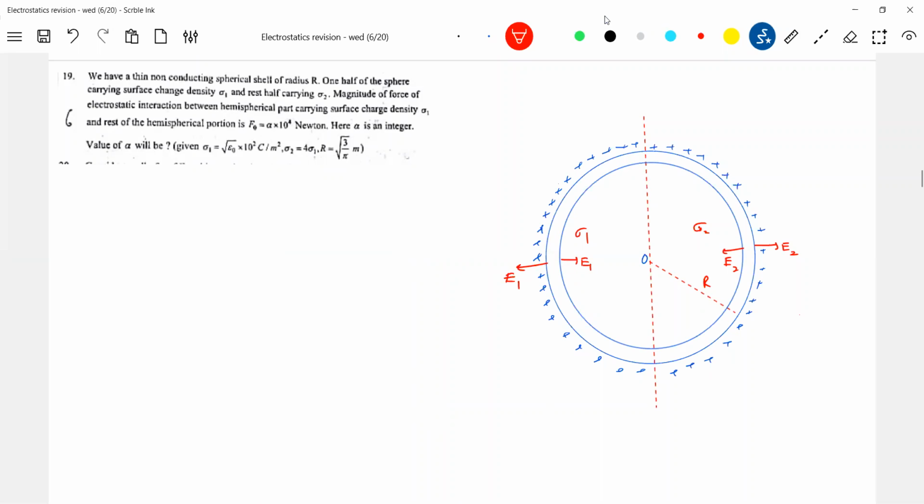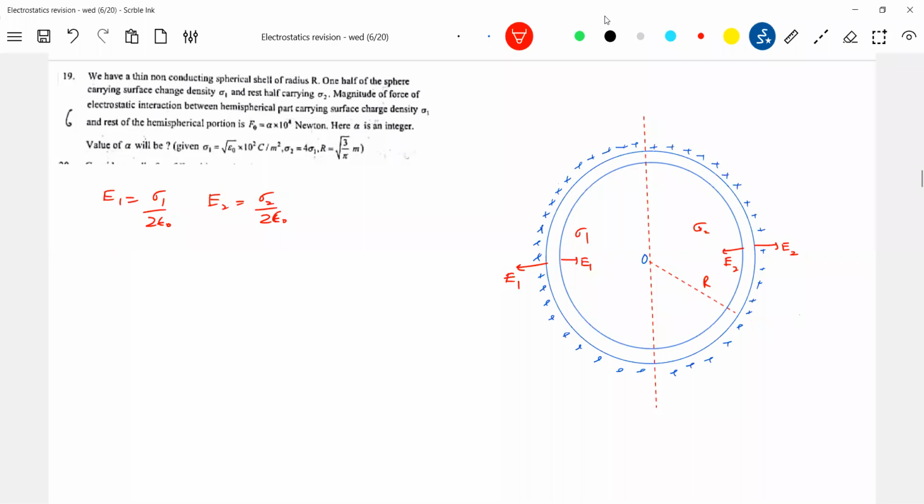What can be E1, E2? E1 should be sigma 1 by 2 epsilon naught. Though it's a conductor, each face of a conducting sheet will behave like a non-conducting sheet. Will you agree with that golden statement? Each face of a conducting sheet will behave like a non-conducting sheet. So what is the field strength? It will be this much here.